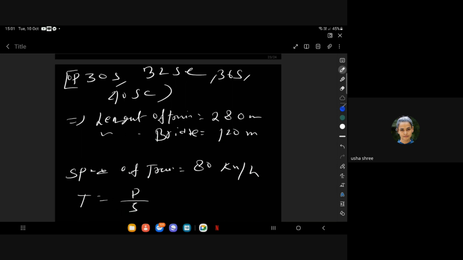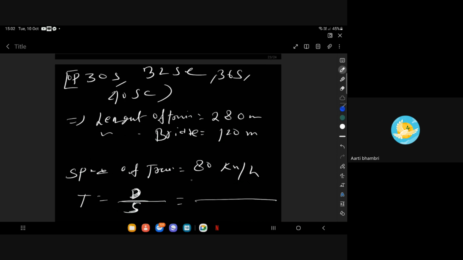Distance by speed. S means 80 kilometer per hour. So what is the distance you find out? What is the distance that train has to cross? The train has to cross 400 meters and the speed is 80 kilometers per hour. Then you can convert the 400 meter into kilometers, or you can convert the speed to meter per second. Okay.